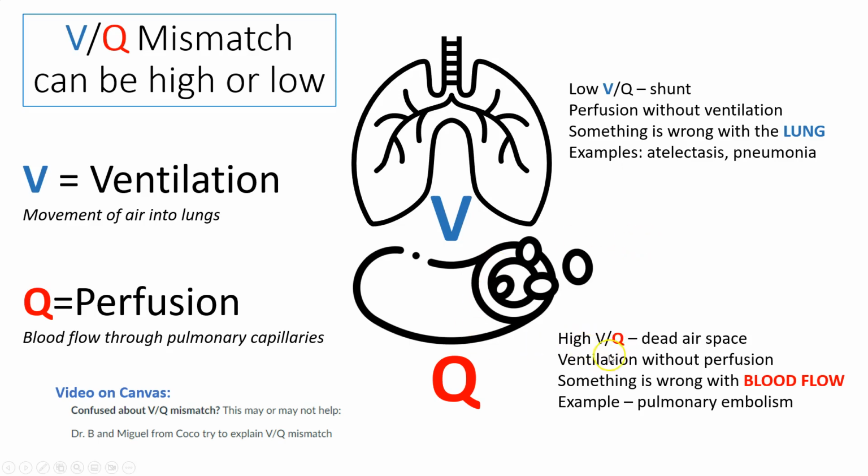You can also have a high VQ. This is also called dead airspace. You see I've highlighted the Q in red. That means you have ventilation, but you don't have perfusion. So something is wrong with the blood flow. An example of this is a pulmonary embolism.